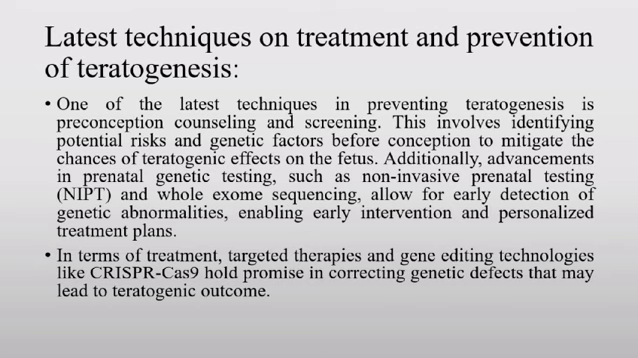Latest techniques on treatment and prevention of teratogenesis. One of the latest techniques in preventive teratogenesis is preconception counseling and screening. This involves identifying potential risks and genetic factors before conception to mitigate the chance of teratogenic effects on the fetus.